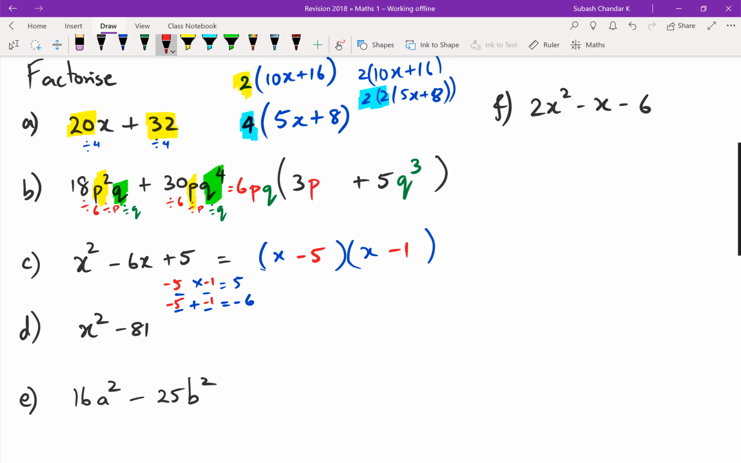When we look at question D, the x squared minus 81, this is actually known as difference of two squares. This one is always going to look like this. Whenever you get x squared minus 81 or any square number, you just take the square root of 81. In this case, it's 9. So you put a 9 on both ends, but put a plus and minus in the middle. That's what difference of two squares is.